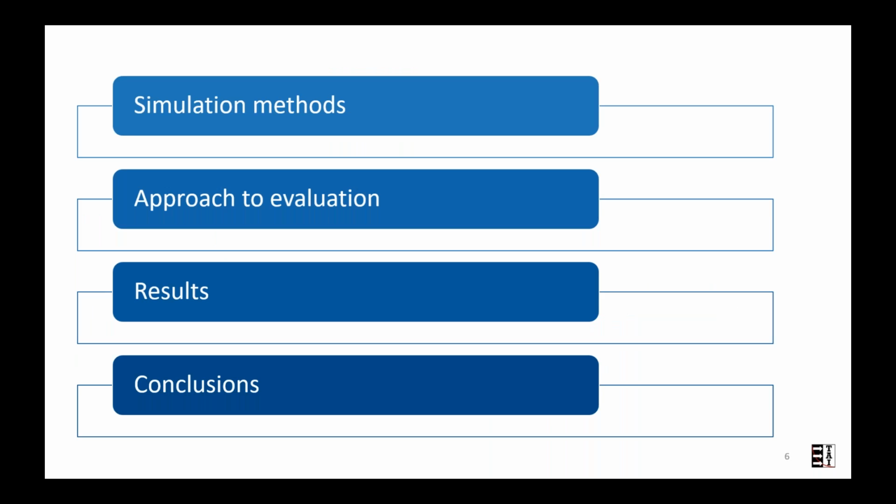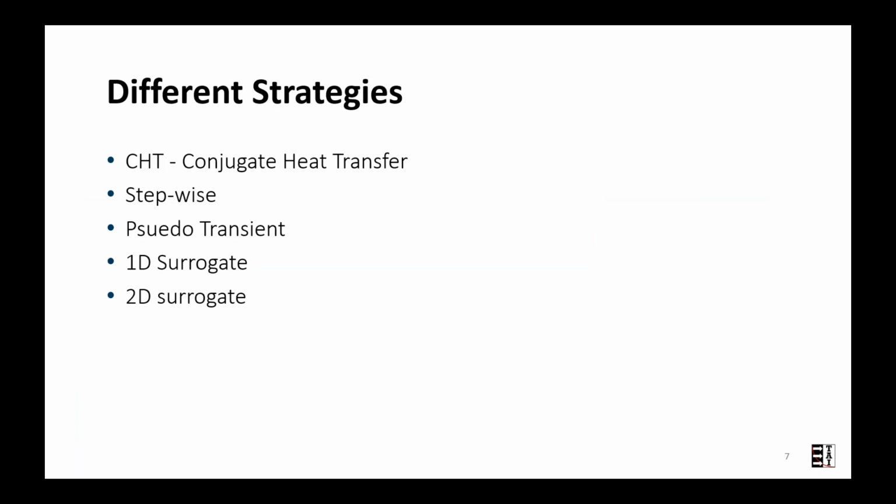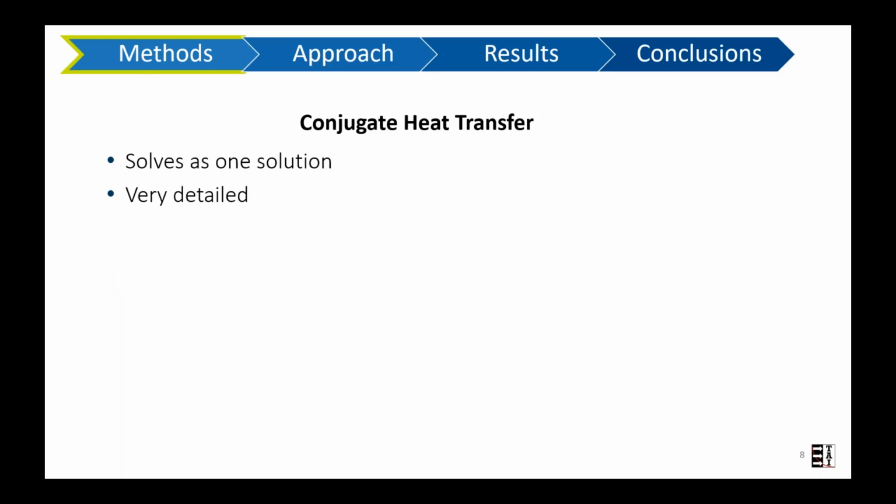Today we will be first looking at the simulation methods, then we will go through the approach to evaluation. We will then look at some results and highlight some conclusions. The different strategies that we will be looking at today include conjugate heat transfer, stepwise, pseudo-transient, 1D surrogate, and 2D surrogate. First, there's the conjugate heat transfer solution.